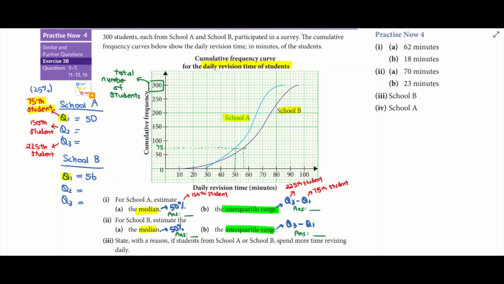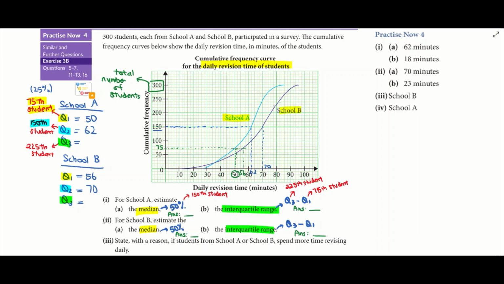Once again, how I know? I will dot from 75, dot downwards, 50 and 56. Next one, how do I find Q2, which is my median? Okay, the 150th student. Same thing, I'll dot from 150 and then dot to the graph, and then I'll find my revision time. First one is 62, the next one is 70.